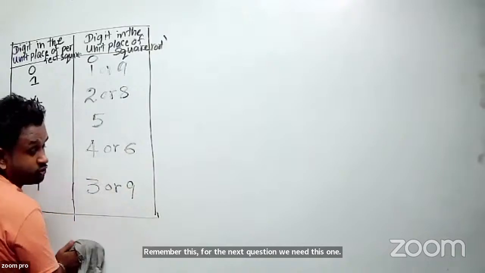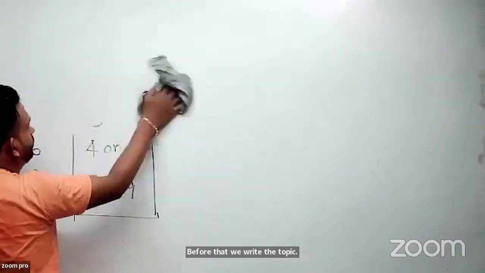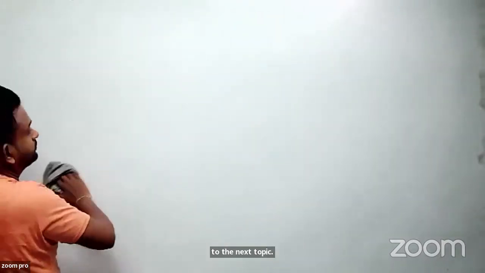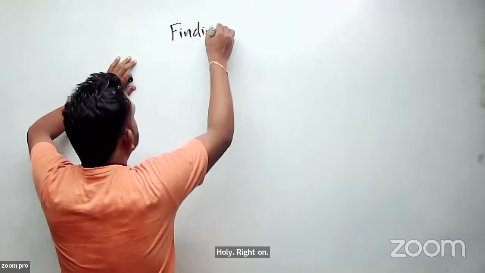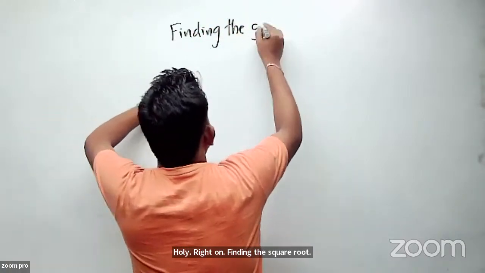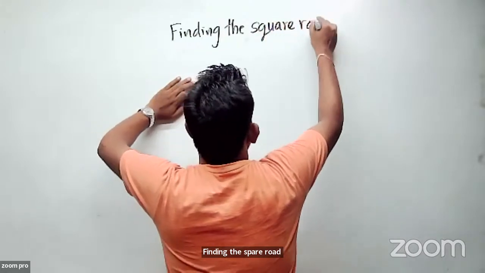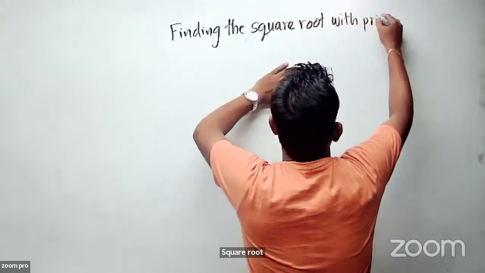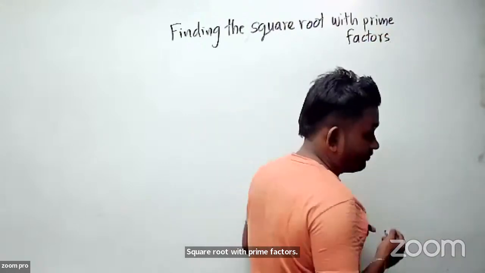Before that, we write the topic. Right now, we are moving to the next topic. Write down: Finding the square root with prime factors.